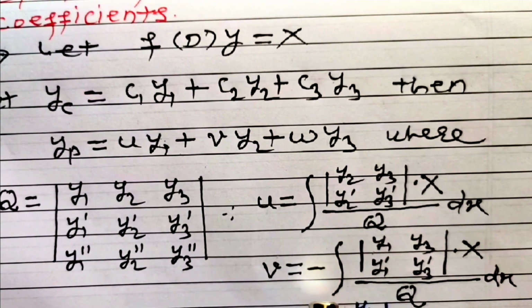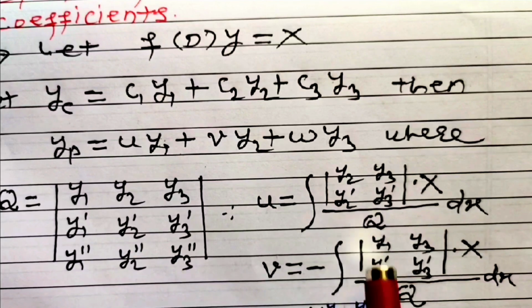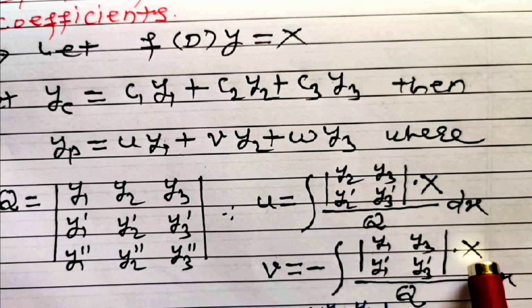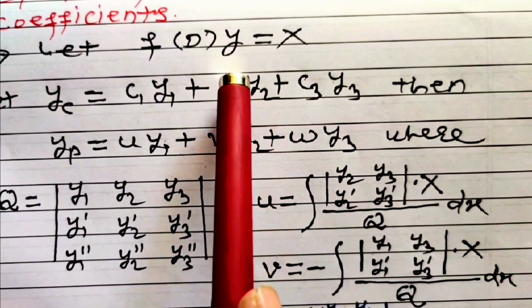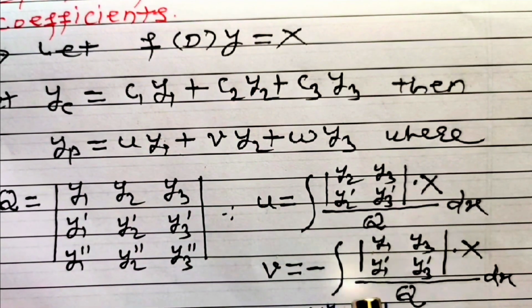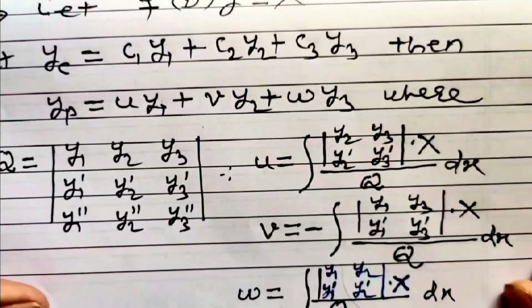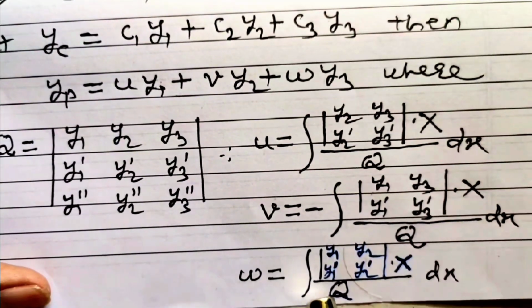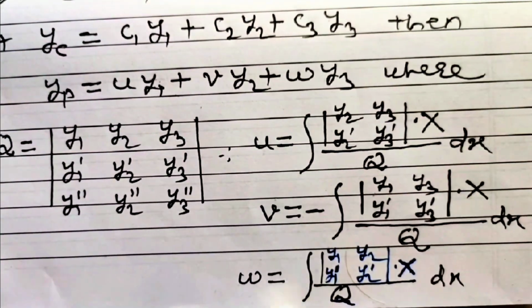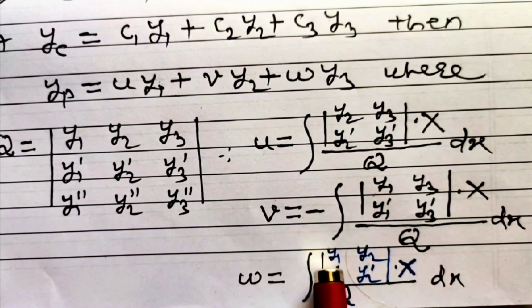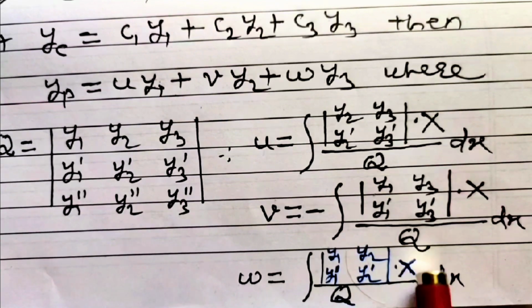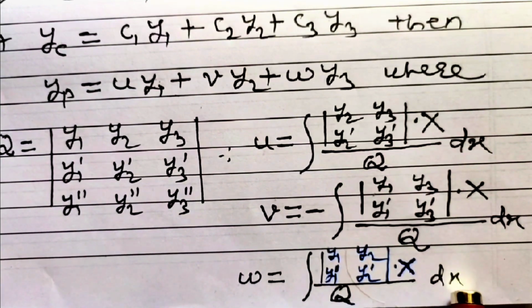The minus sign is taken outside the integral sign. In the integrand, in the numerator, into capital X. Capital X is the right hand side of the given linear differential equation divided by Q, integral with respect to x. And then third, w we can find by evaluating this integral of the value of this determinant. The first row is y1, y2, the second row is y1', y2', into capital X, which is the right hand side of the given linear differential equation, divided by Q, integral with respect to x.